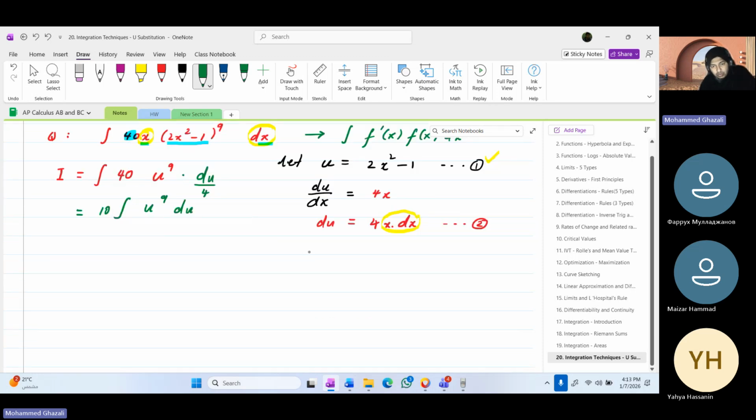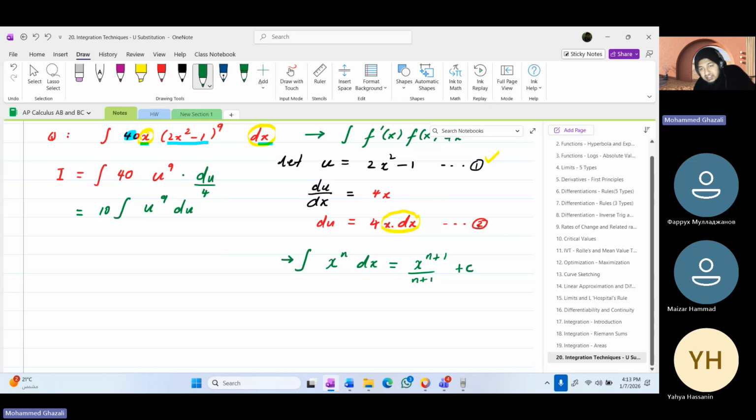So if you remember the power rule, the integral of x to the power n dx is equal to x to the power n plus 1 divided by n plus 1, plus a C. I don't understand the power rule. Where did you get the du over 4 from?